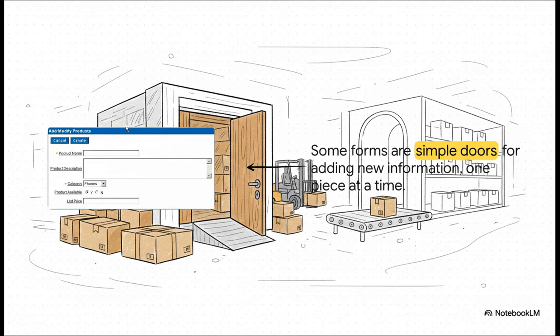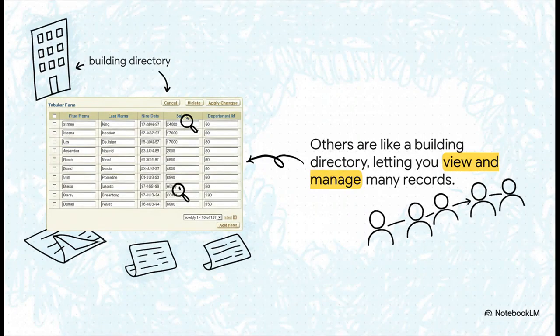And some of those doors from the lobby lead to very specific rooms that only do one thing. This add/modify products form, it's like a delivery entrance at the back of the building. Its only job is to let you add one new product to the inventory. That's it. The user doesn't need to see the entire warehouse. They just need a clean, simple way to add a new box to the shelf. And then you've got forms like this one. A tabular form is basically the employee directory you'd see in an office building lobby.